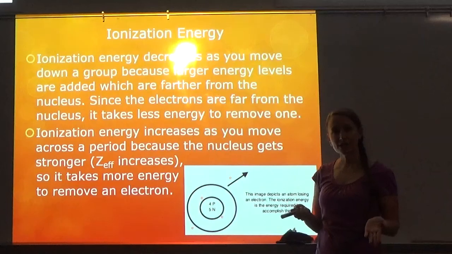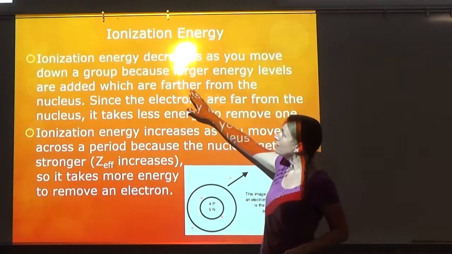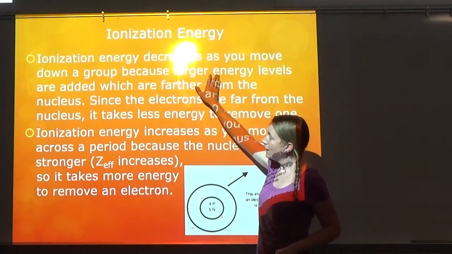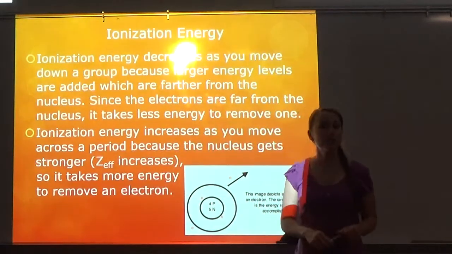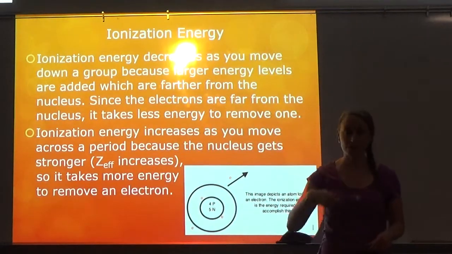So again, just like atomic radius, the down trend is based on energy levels, and the across trend is based on your Z effective. You'll find that as a pattern for these.